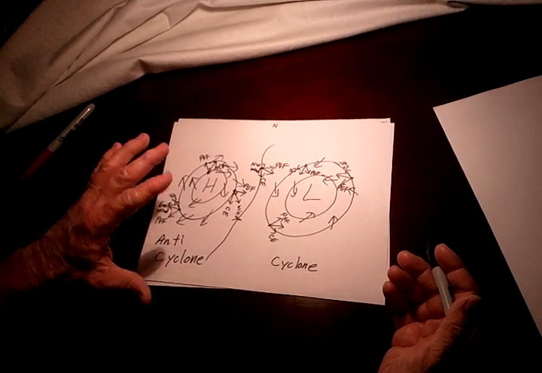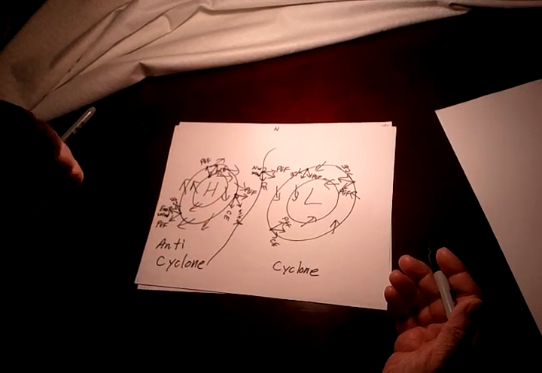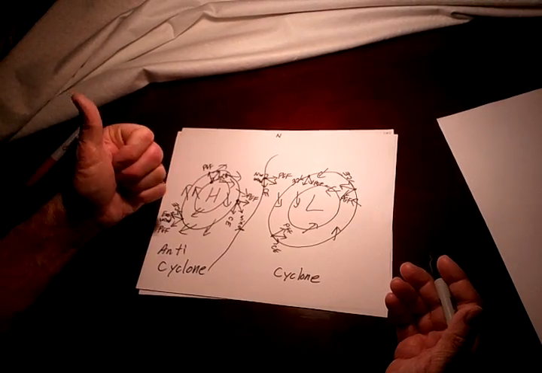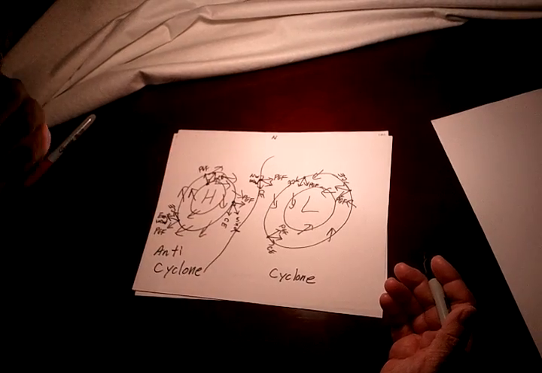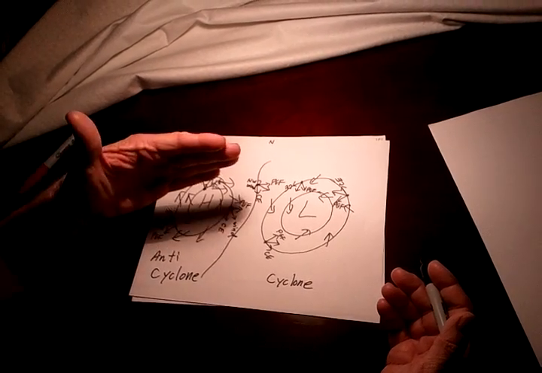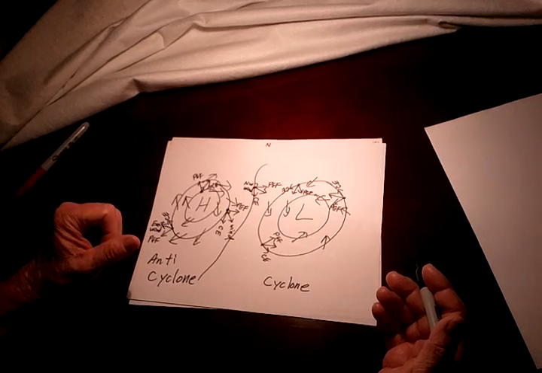So that's the way you find wind direction. Start with the pressure gradient force, add your Coriolis force, and you put your wind between the two, and you'll find your wind direction.